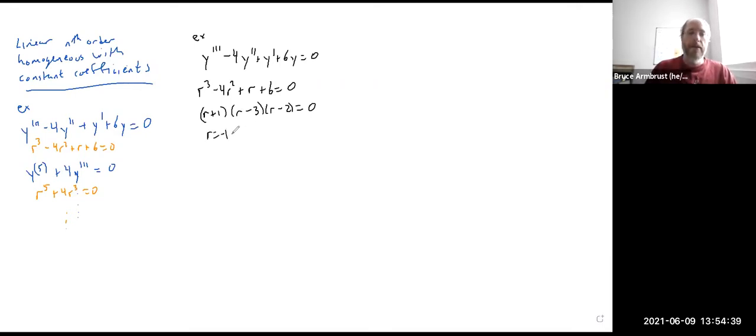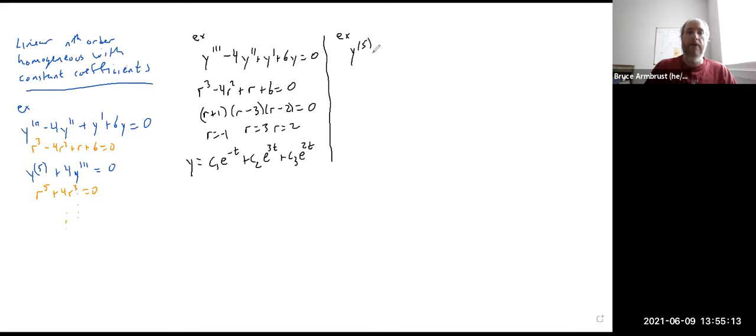Anyway, this gives us 3 different r values. So our solution is going to be C1 e to the minus t plus C2 e to the 3t plus C3 e to the 2t. Boom, done. It's not really that much more difficult. You've just got more r's to find. So let's try this other one.